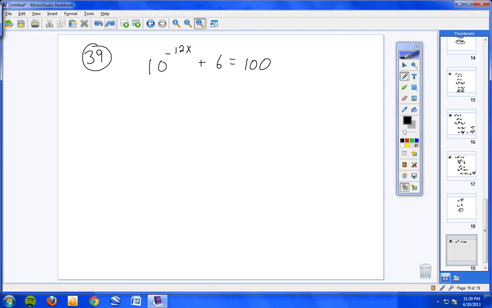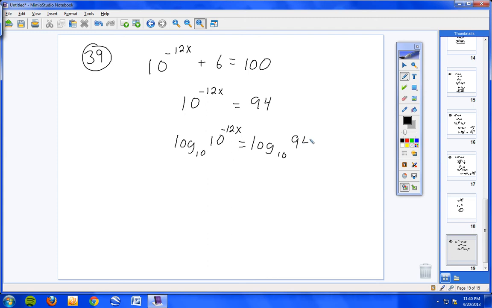That's step 1. So I'm going to subtract 6 from both sides. So 10 to the negative 12x equals 94. Now, I've isolated the base and its exponent. So step 2 is take the log of both sides. I take the logarithm of one side, the logarithm of the next side, and of course my base up here is a 10, so I put base 10, and I bring down my 10 to the negative 12x, and I bring down my 94.